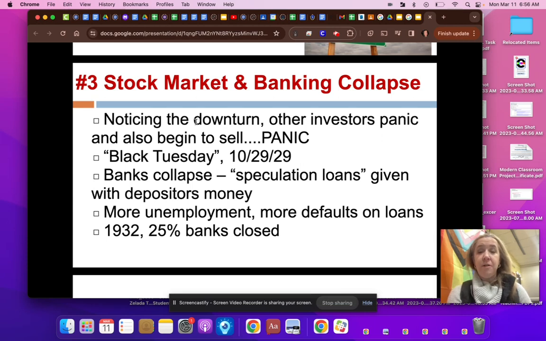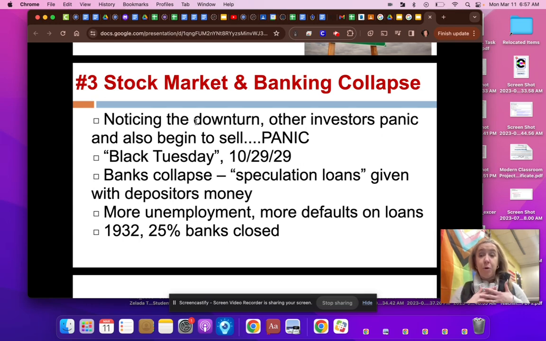Noticing the downturn, other investors panic and also begin to sell, which leads to more panic. And then that leads to Black Tuesday. After Black Tuesday, we see a massive number of banks collapse across the United States because of those speculation loans that they had given with people's money. So people rushed to the banks to get all their money back, and the money was gone. People were like, "Where's my money?" And the banks were like, "Oops, sorry," and just shuttered their doors.